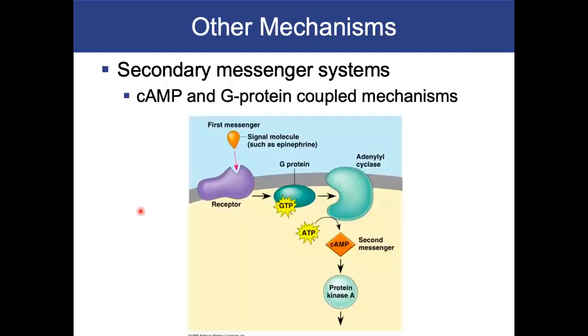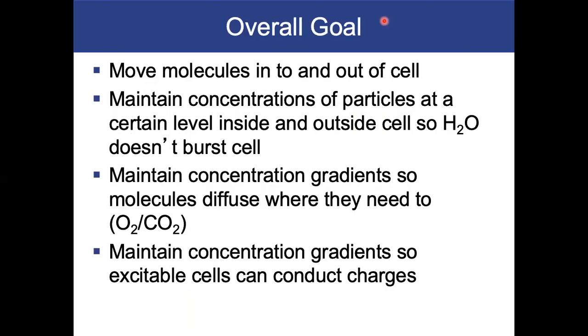Other mechanisms would be secondary messenger systems, so cyclic AMP, G protein coupled mechanisms. The first messenger binds the surface of the cell, and that activates a whole secondary messenger system that activates protein kinase A. We don't talk about this so much in physiology, but you might talk about this in micro and immunology. Okay, that is it. You guys are done with this PowerPoint.